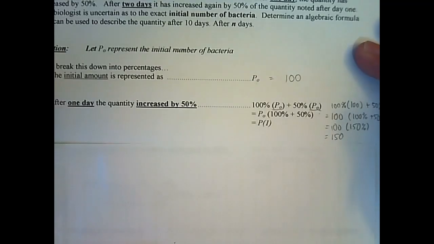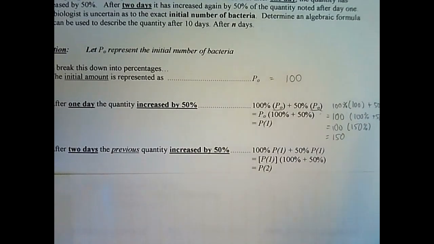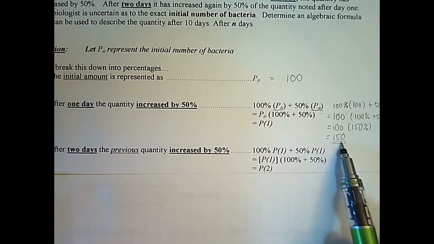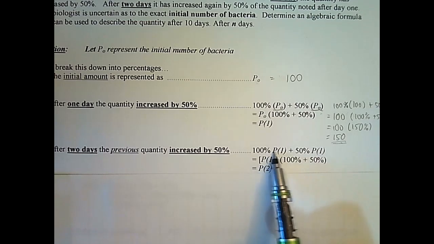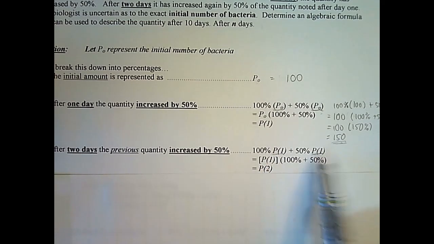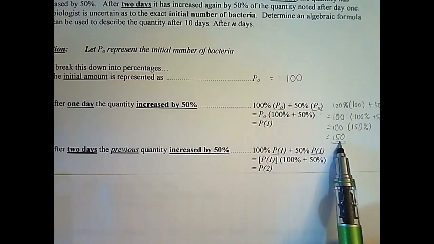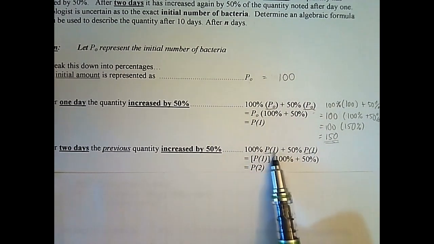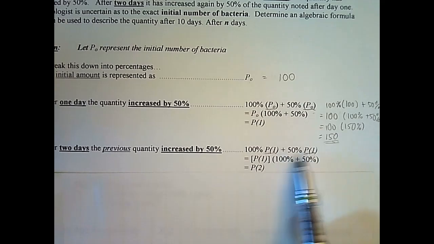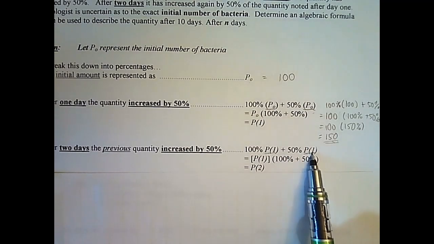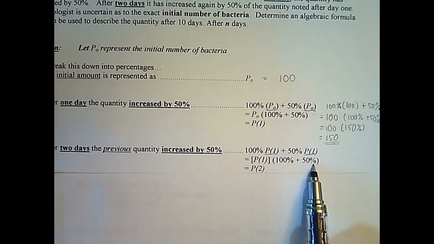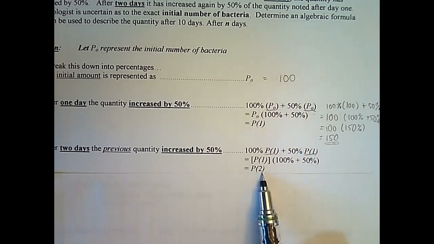So then what happens after day 2? Well, for day 2, we're looking at our 150 here, and now this is our P1. So that's what would go here for P1, because we have this new population, which incorporated the 50% from the first day. So we're going to get 100% of that plus 50% of that population as well. And then I'm just doing the same thing again. I'm going to common factor this population after day 1, and then I have 100% plus 50%, and that's going to equal the population on day 2.